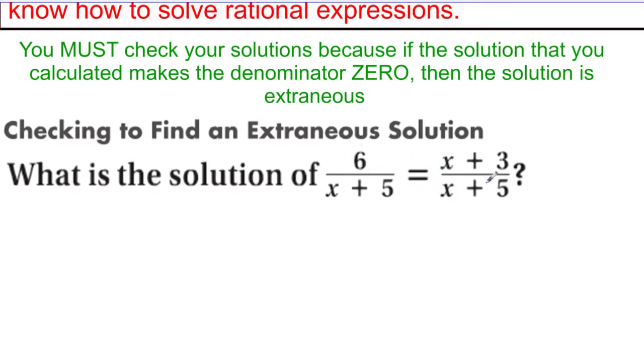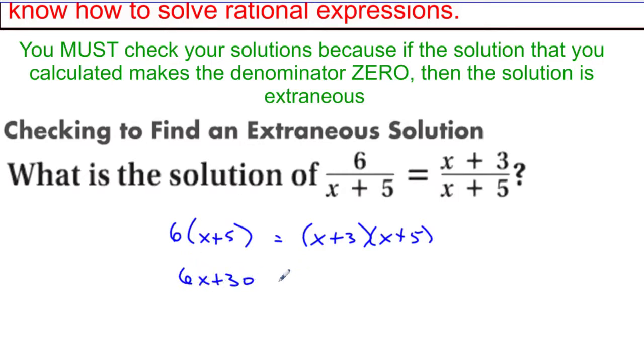So I'm going to cross multiply just like I did before. I have fraction equals fraction. So I'm going to say 6 times x plus 5, okay? And then the other side would be multiplying together the two binomials, which would be x plus 3 times x plus 5. Okay, so I have to distribute on both sides. So the left-hand side is 6x plus 30.